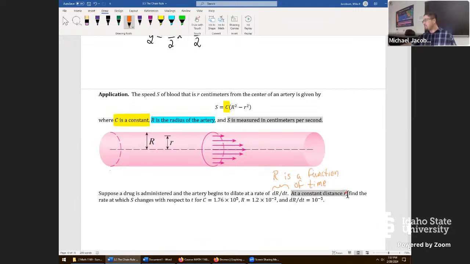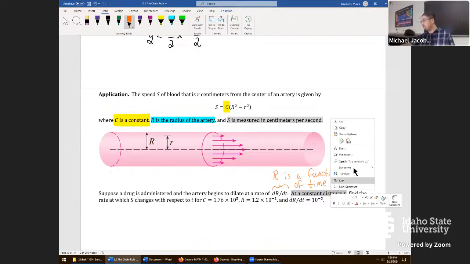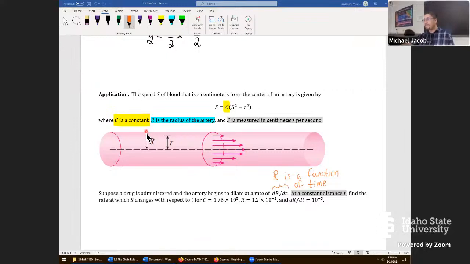It says at a constant distance r. Now, the way they initialized that is very special because they didn't say it exactly like c is a constant, but they are indicating little case r is constant in this problem. So the thing that we're tracking is the dilation of r, it getting bigger. We're leaving r fixed. So right here, that's our second constant. That will tremendously help us differentiate.